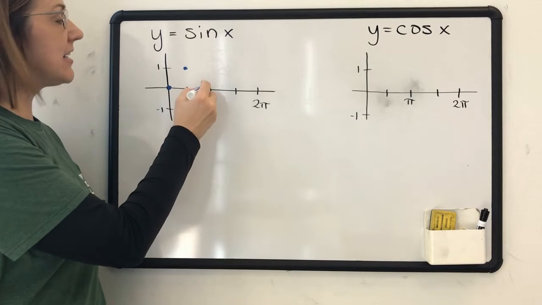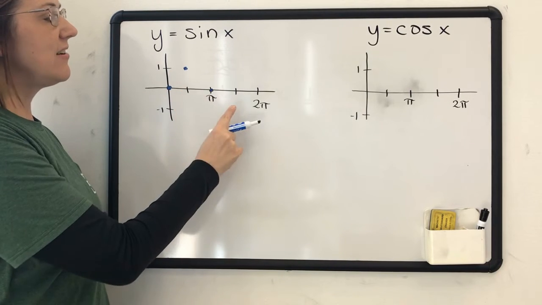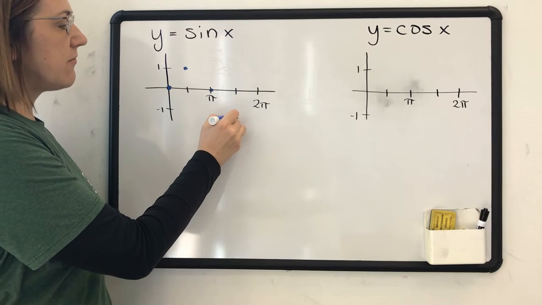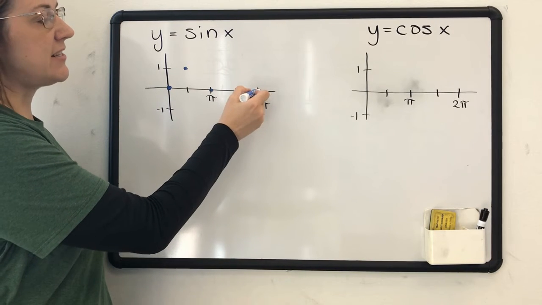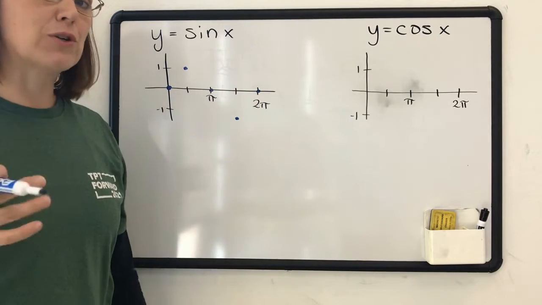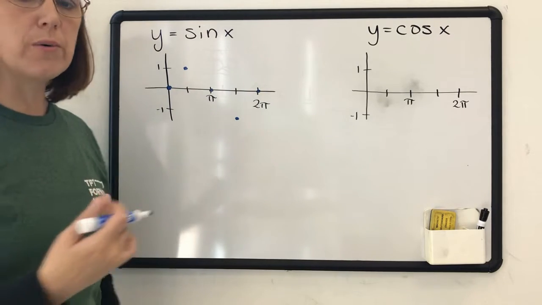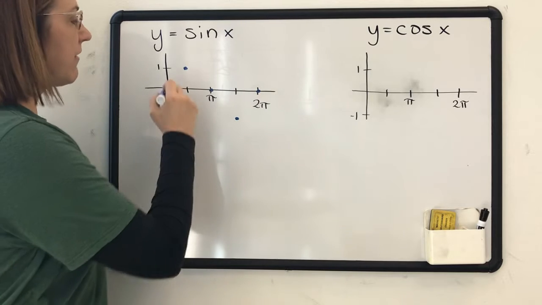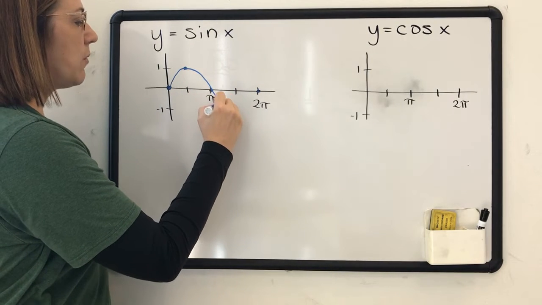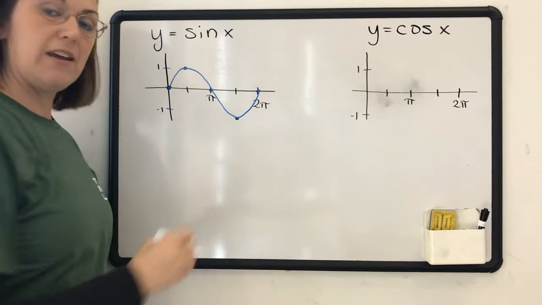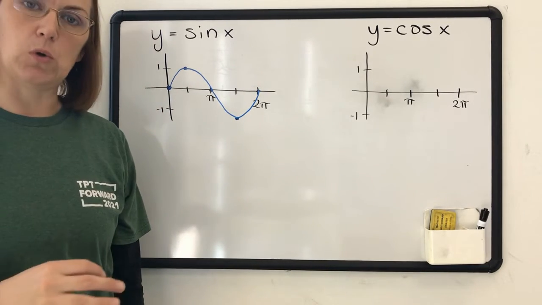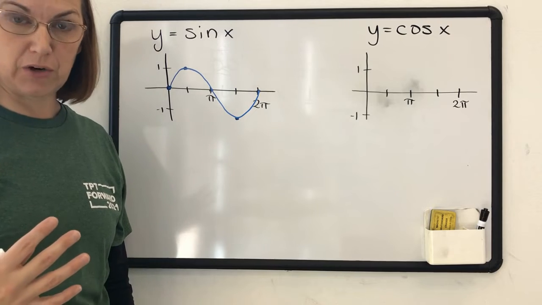At pi, sine is 0 again. At 3/2 pi, or 3 pi over 2, sine is -1. And then at 2 pi, sine is 0 again. These are generally the 5 points I like for students to go ahead and know so that they can quickly put them on the graph. And then if you connect, you'll notice that we get this nice, what we call a sinusoidal wave. And this represents one cycle or one period of the graph.